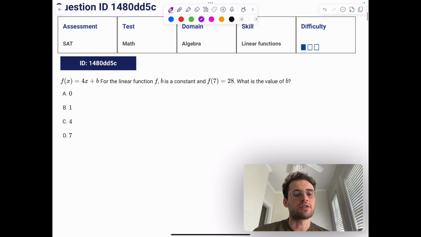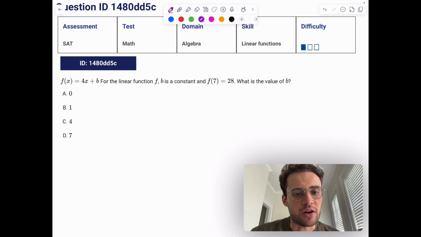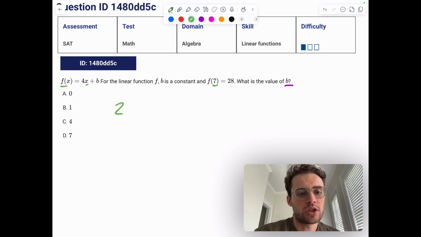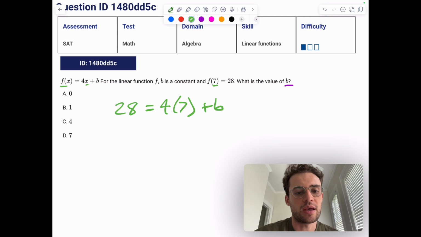F of x equals 4x plus b. For the linear function f, b is a constant, and f of 7 equals 28. What is the value of b? We know when you plug in 7, you get an output of 28. So 28 is equal to 4 times 7 plus b. Now 4 times 7 will give us 28. So 28 plus b is equal to 28.